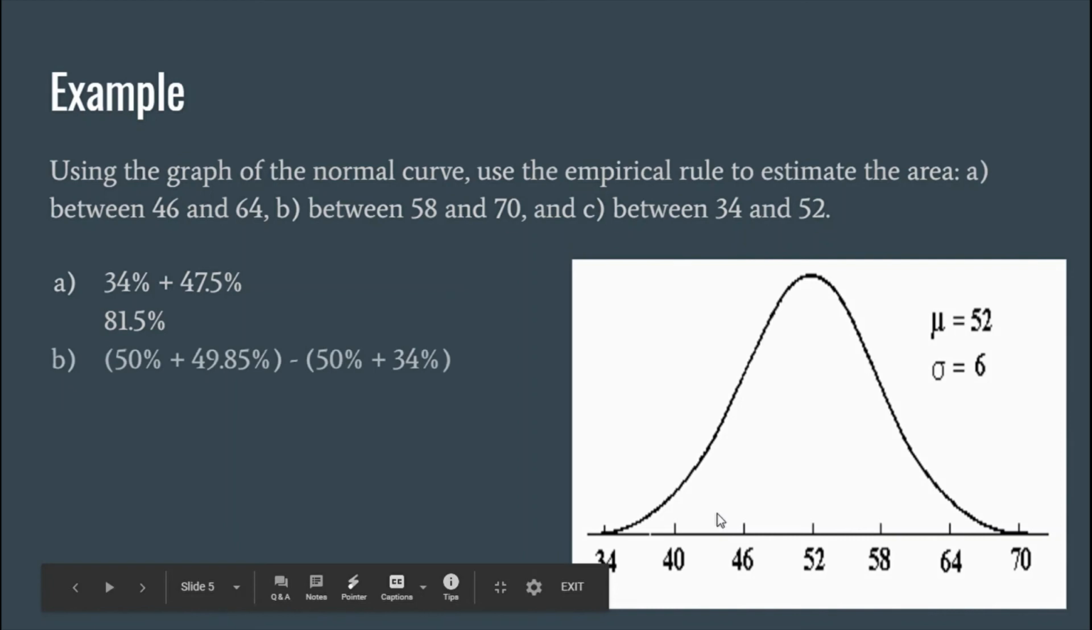Okay, so this is what we're doing. We're taking 50% up to here, and adding it to half of the 3 standard deviations. Then we're going to subtract the 50% added to the half of 1 standard deviation. We simplify that, and then we just subtract.